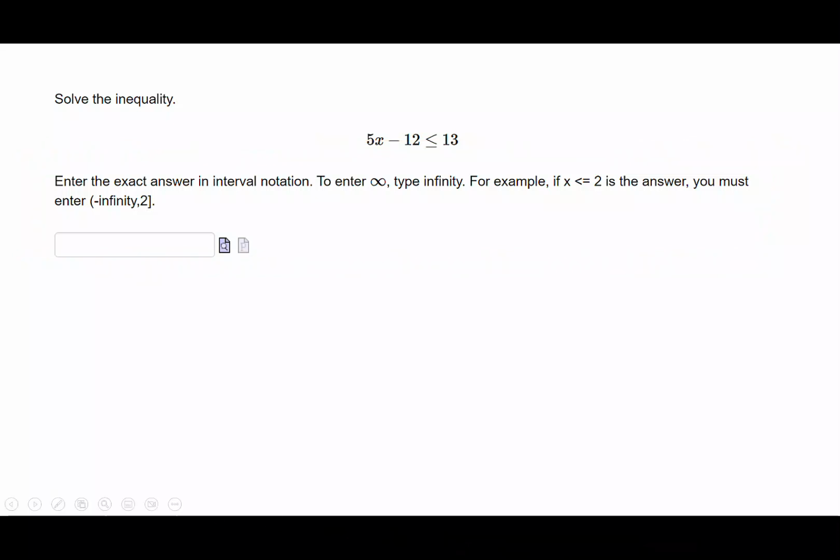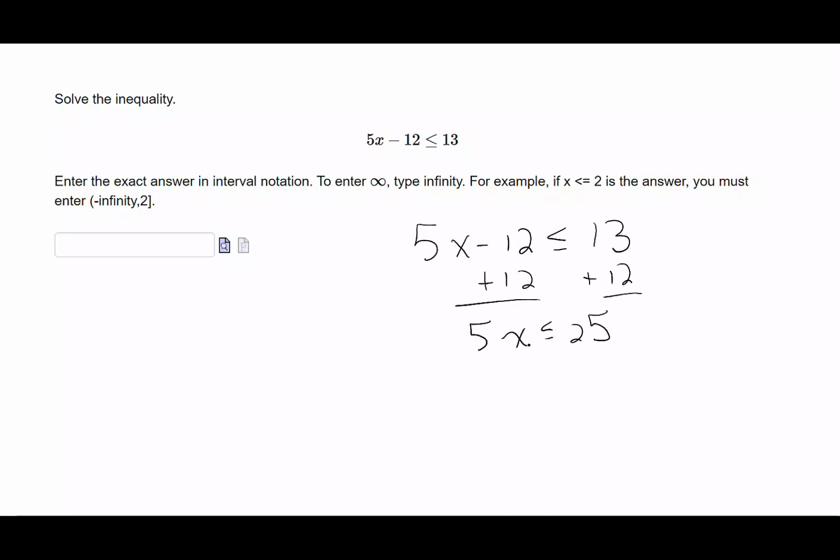Let's go through the steps we would use to solve this inequality. So I have 5x minus 12 less than or equal to 13. I'm adding 12 to both sides, which says 5x is less than or equal to 25. Divide by 5 on both sides, and we get x less than or equal to 5.